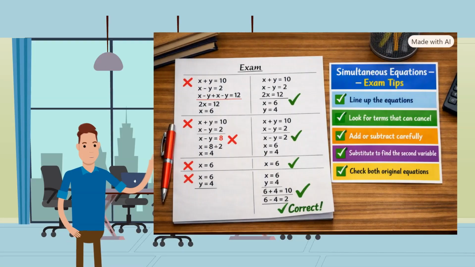Here's a simple strategy to remember in the exam. First, write the equations clearly one underneath the other. Next, look for a variable that can be eliminated. Add or subtract the equations. Solve for the remaining variable. Then substitute your answer back into one of the original equations. Finally, check both equations.